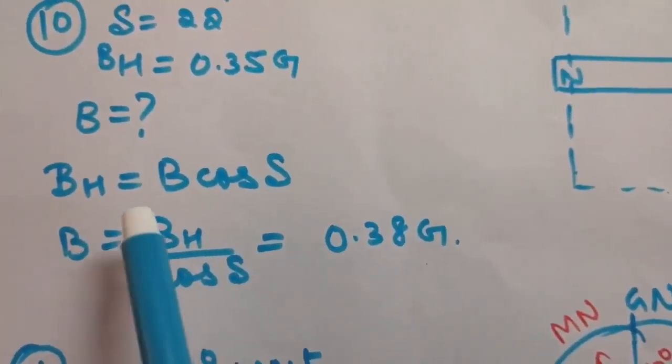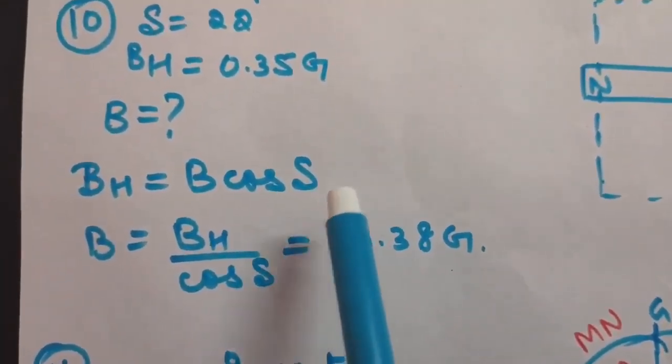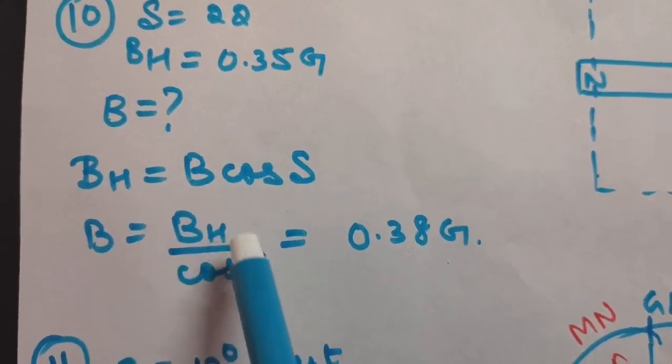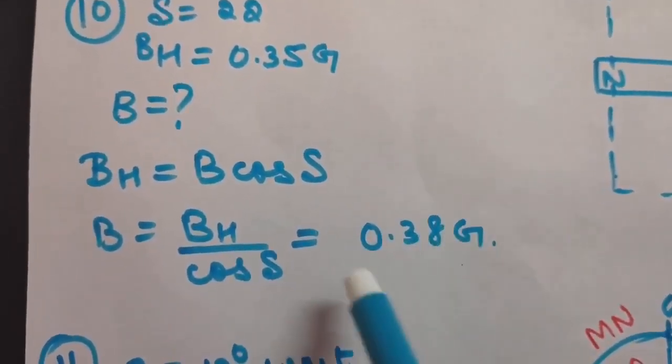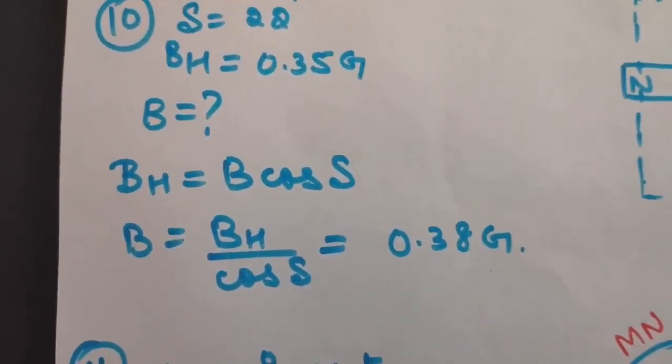So now as you know, BH is B cos del from your theory. So just calculate B from here, that is BH upon cos del. BH as well as del is given to you. Put the values, you will get the answer to be 0.38 Gauss.